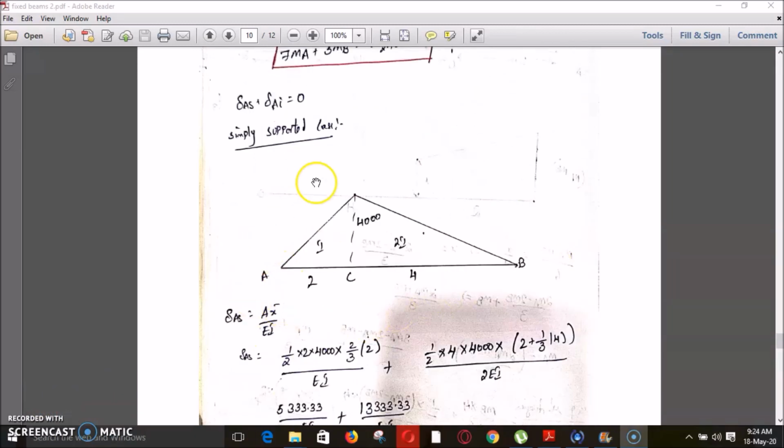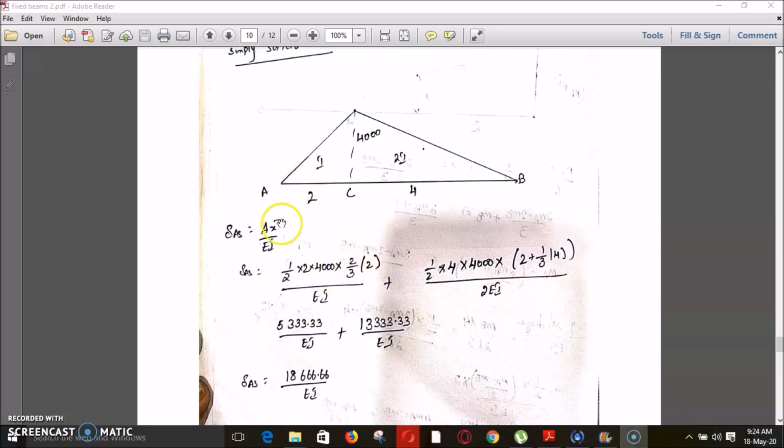This is my simply supported case bending moment diagram, that is the mu diagram. Now using the moment area method, the deflection value will be calculated using this formula, AX bar by EI. Now we are calculating the deflection at this point A. So for this section, the AX bar will be half base into height. So half into 2 into height is 4000.